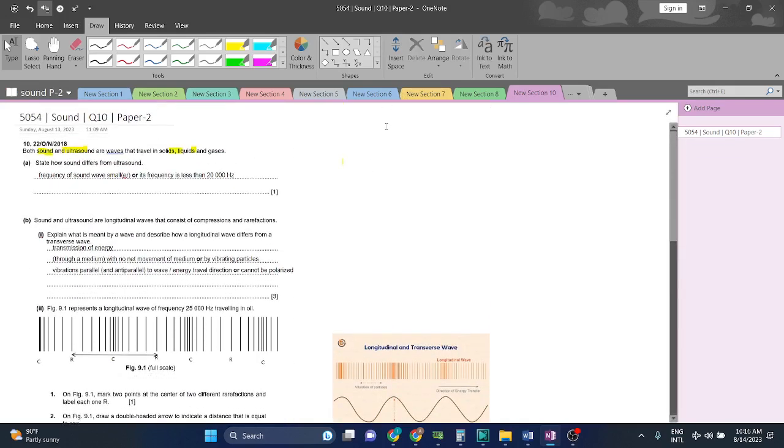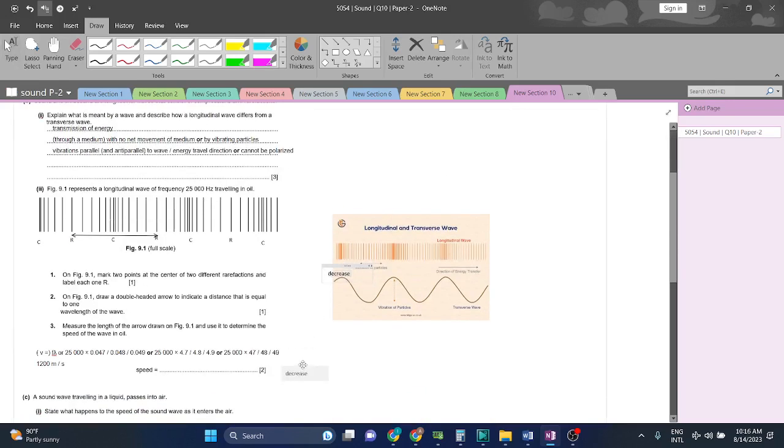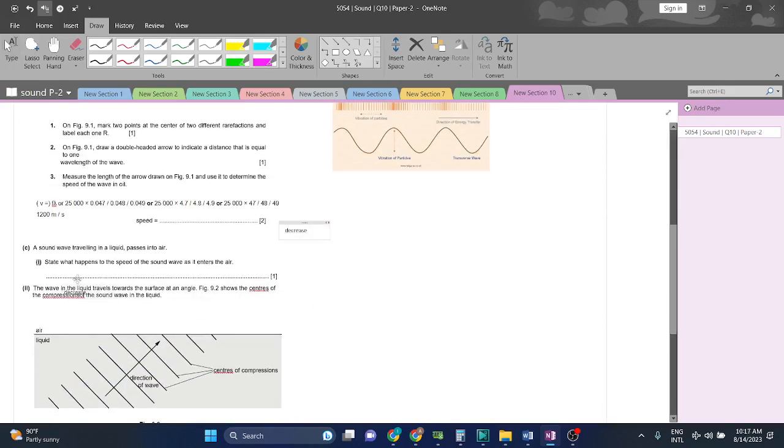आपको भी मैंने बताया कि सबसे ज्यादा सॉलिड में होती है, उससे कम लिक्विड में होती है, और उससे कम गैस में होती है. ठीक है ना? गैस में सबसे कम होती है, उससे ज्यादा लिक्विड में, उससे ज्यादा सॉलिड में. तो जब लिक्विड से वेव गैस में जाएगी, तो the speed is bound to decrease. ठीक है ना?